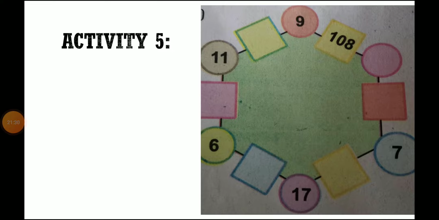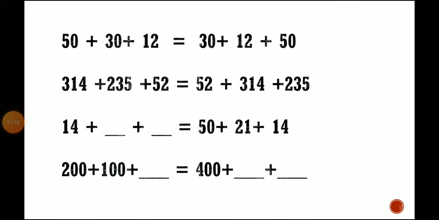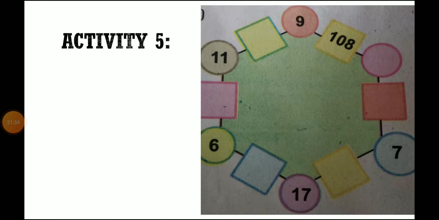First we have to multiply these two numbers, I mean the circle numbers, and we will get the square numbers. If we multiply 6 and 11, we can get 66 in the pink box. Then 11 into 9, we will get 99 for the green box. Using this kind of number pattern, you should complete the hexagon pattern.